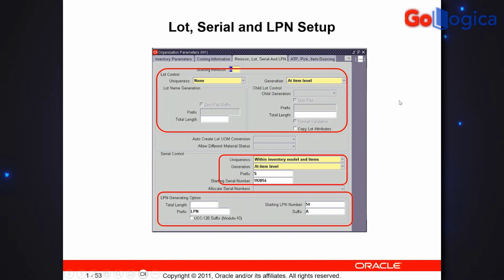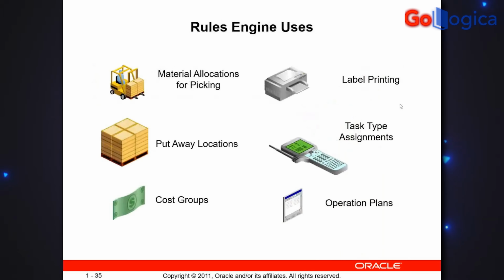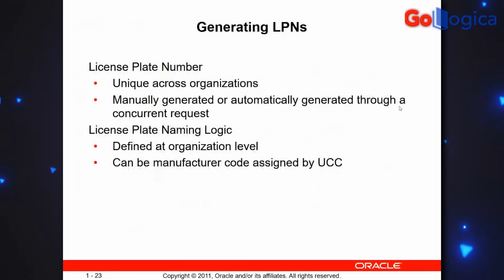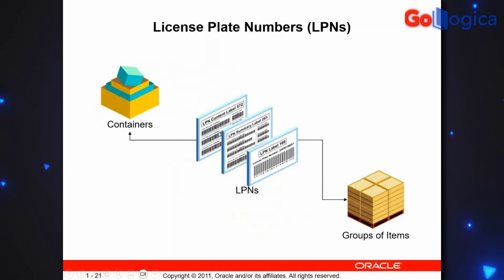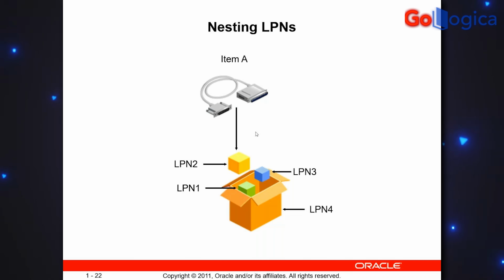Okay, now let's come to the LPN part. Let's discuss the LPNs now. So this is what an LPN is. LPN is nothing but, if you have a container, you can mark it as an LPN, that is license plate number, for a group of items, and you are giving it a unique identity. So anything in the warehouse can be marked as an LPN. And LPNs can be nested also, one on one.